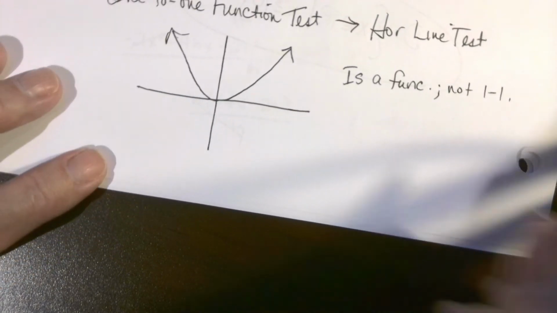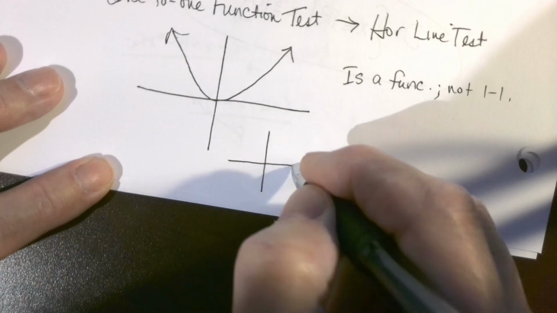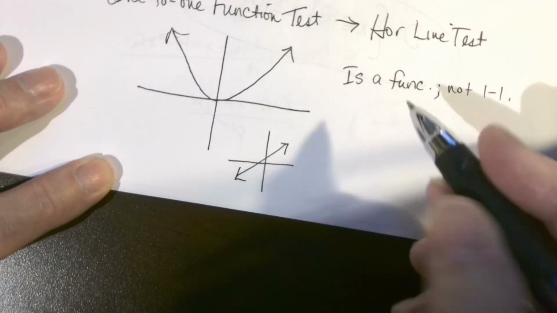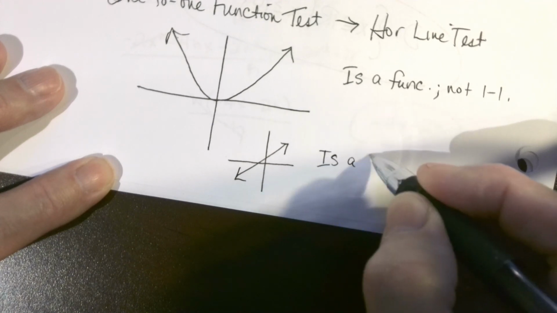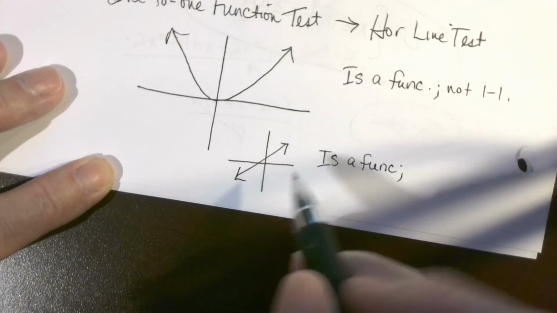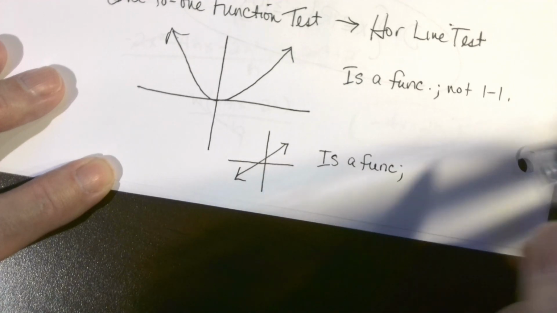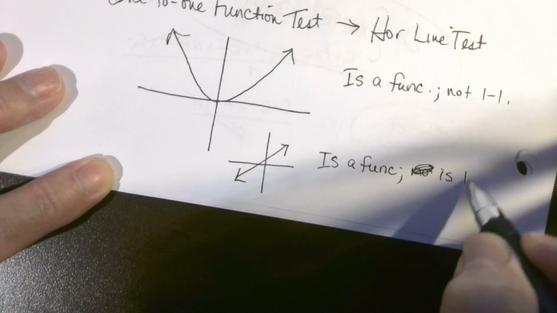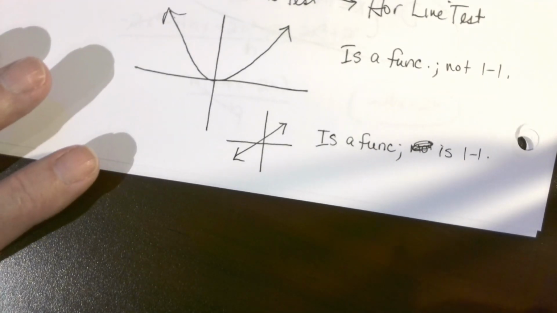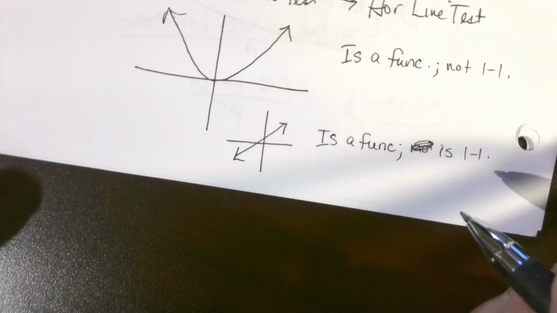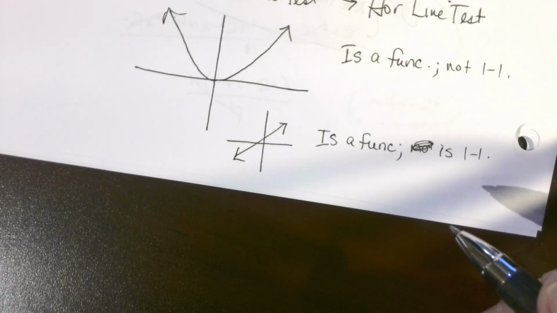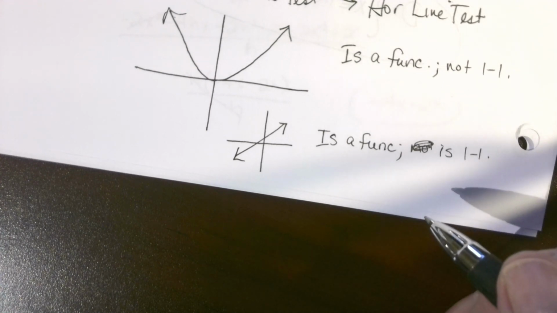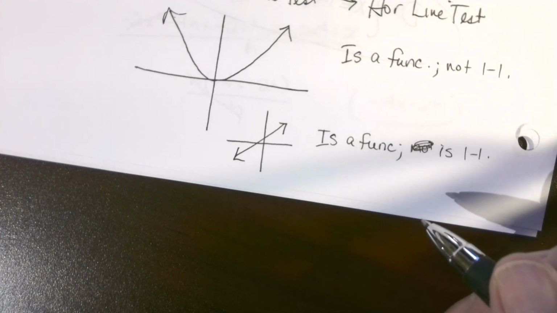Okay? What about a line? So I can draw vertical lines through it, only hit it once, so it is a function. I can draw horizontal lines through it and only hit it once, so it's not, I'm sorry, it is a one-to-one function. So the two tests are the vertical line test and the horizontal line test. The vertical line test determines if it is a function at all. The horizontal line test determines if it's a one-to-one function.